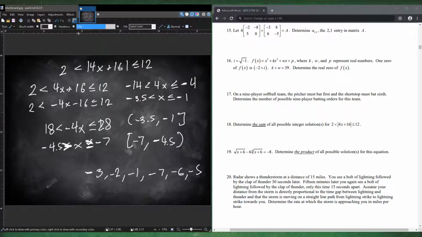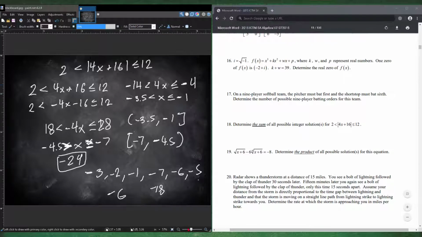So adding up together, that's 3, 5, and 6, 12, no, 13, and 18. Negative, add them together is negative 24. So that is your answer for number 18.